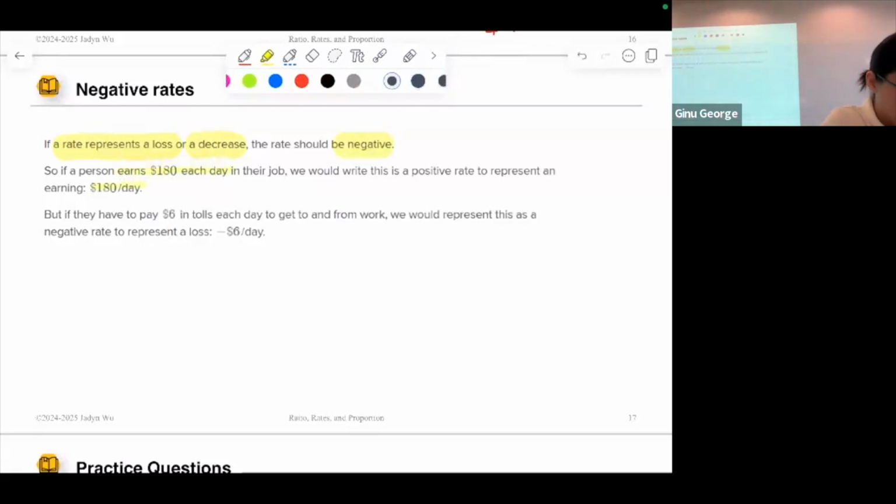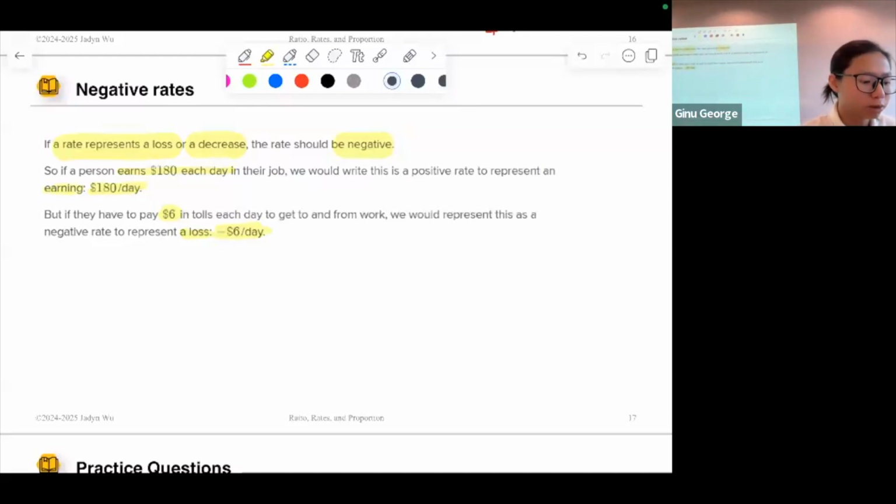And the rate of money we are earning will be $180 per day. But if we have to pay some tolling fees or commute to work, then we will lose $6 per day. And the rate of loss will be represented by -7 per day. It represents the loss here, and the first one will represent earning here. So that's what some negative rates can mean.